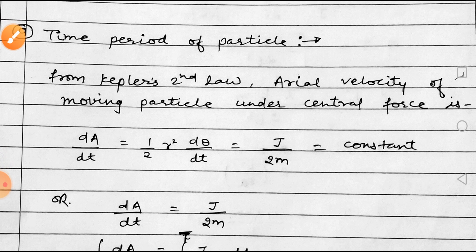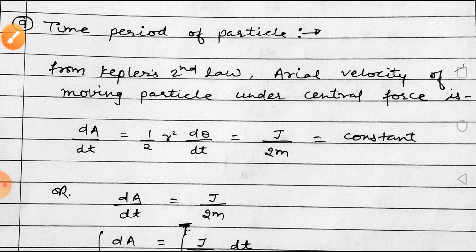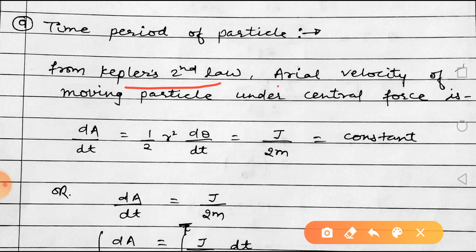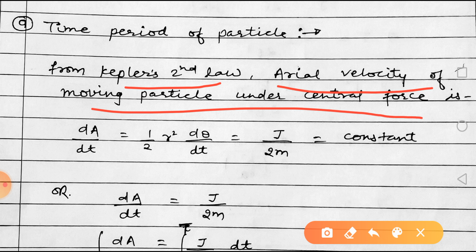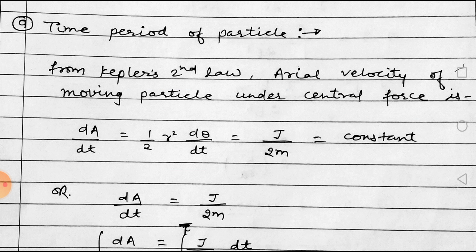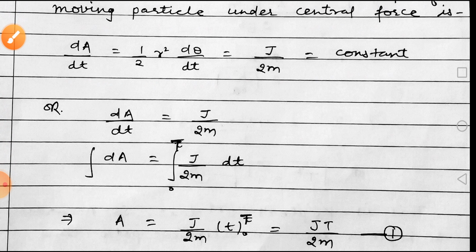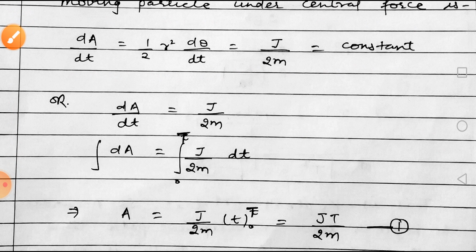Then first topic is time period of particle. In the previous lecture we defined that according to Kepler's second law, areal velocity of the moving particle under central force is constant, which is dA upon dt is equal to half r square d theta upon dt is equal to j upon 2m, constant. So dA upon dt is equal to j upon 2m, and if we integrate both sides, then we get area is equal to jt upon 2m.